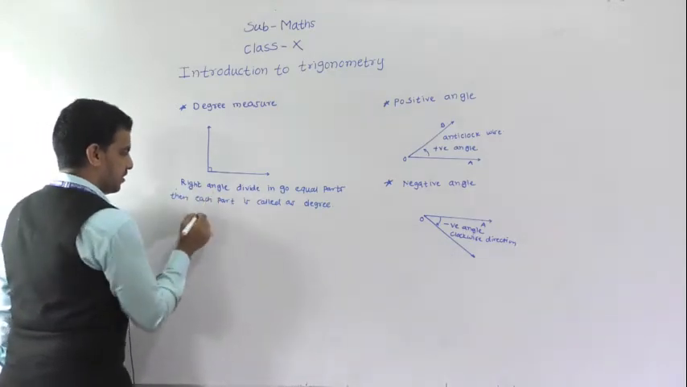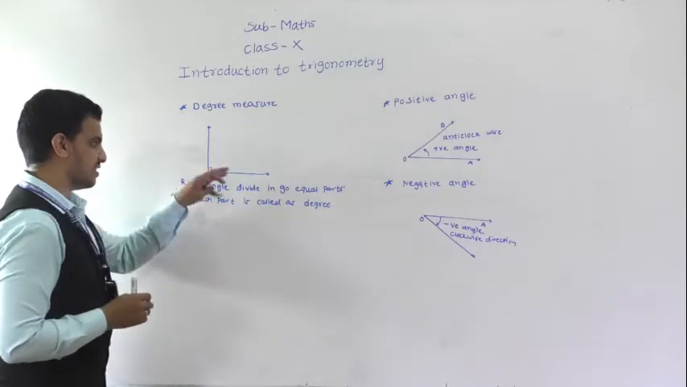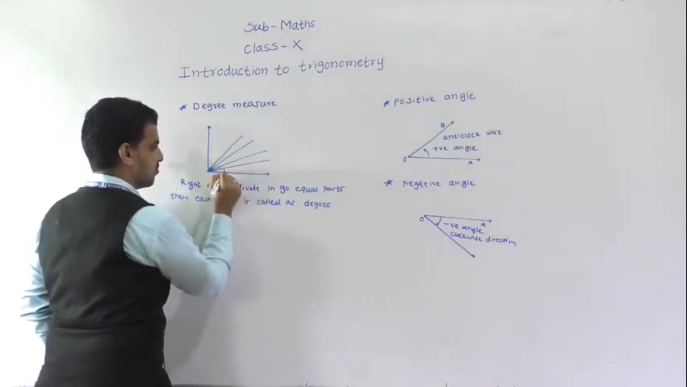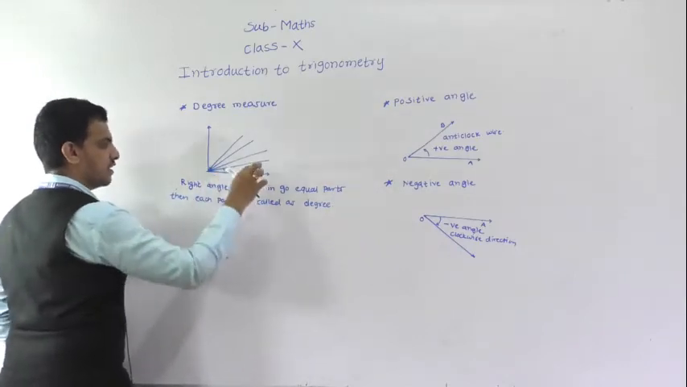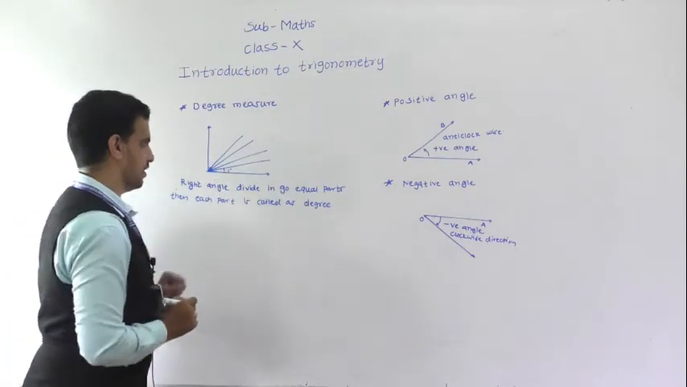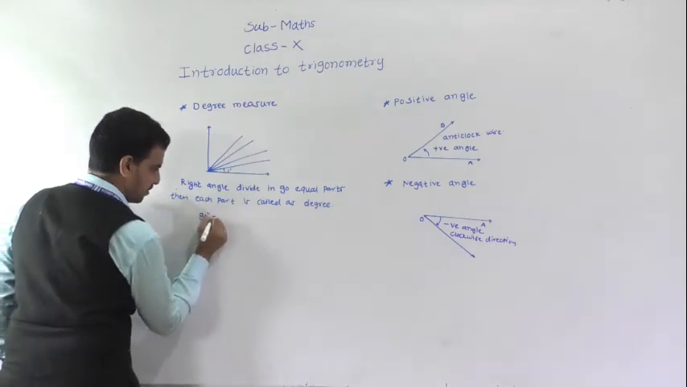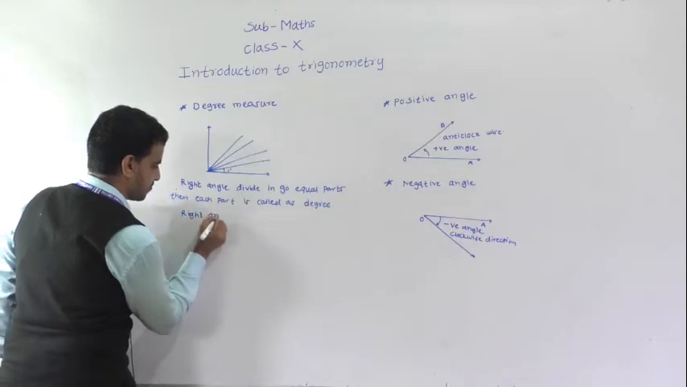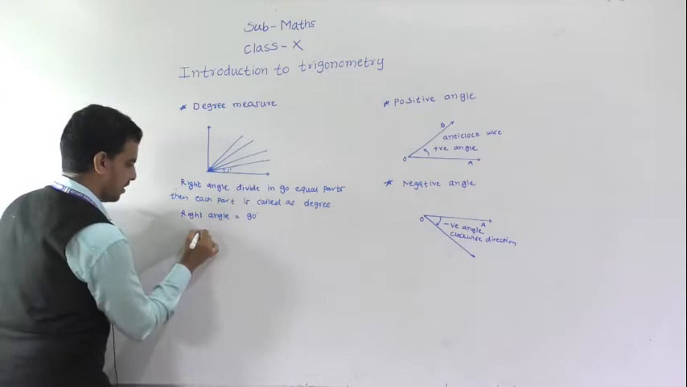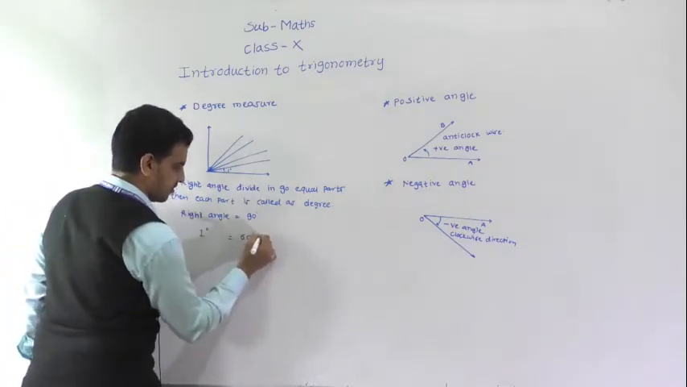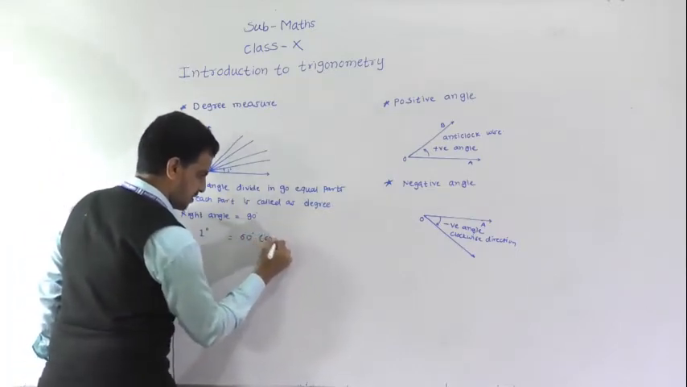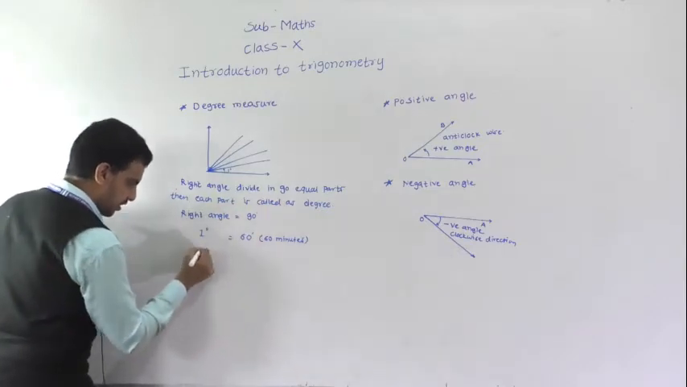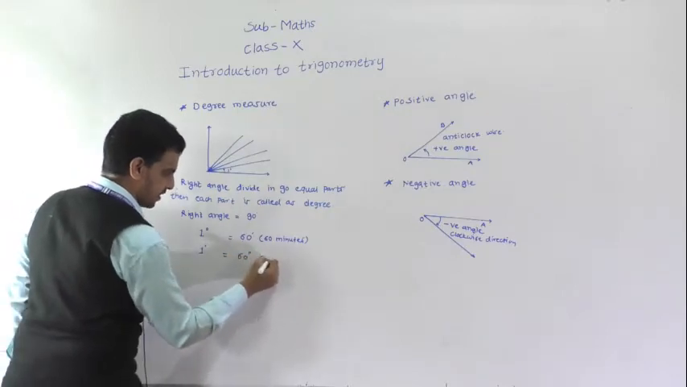And if we divide each degree into 60 parts, then each part is called a minute. So if 1 degree is divided into 60 parts, one part is called a minute. We can write: right angle is equal to 90 degrees, then 1 degree is equal to 60 minutes. And again, if we divide 1 minute into 60 parts, we call it a second. So 1 minute is equal to 60 seconds.